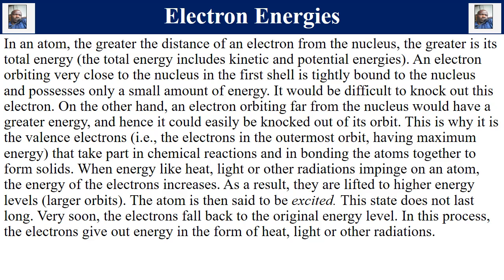So we are saying the further the electron is away from the nucleus, the more energy it contains. Hence, it is the electrons in the outermost shell that normally become free and proceed from the valence shell to the conduction band. This is the reason why it is electrons in the outermost shell that have maximum energy or that take part in chemical reactions.